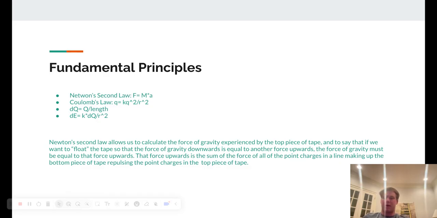Moving on to our computational model, we started using dq and dE to break up our line charge into a series of small point charges, and then compute those discrete point charges individually and sum them in order to find the charge of a whole line of those charges, which is in effect a piece of tape.